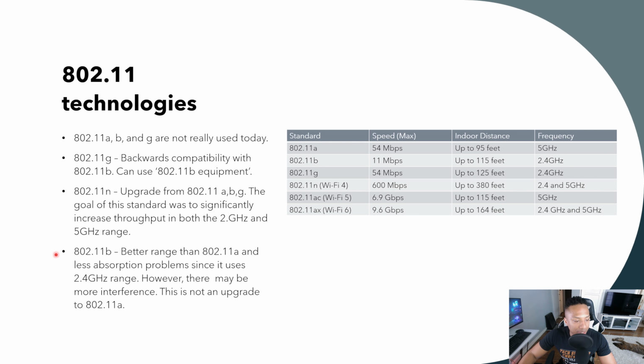And last but not least, 802.11b. We kind of talked about this. It has better range than 802.11a because it uses 2.4 gigahertz. The lower the frequency, the farther it can travel. And it also has less absorption problems.